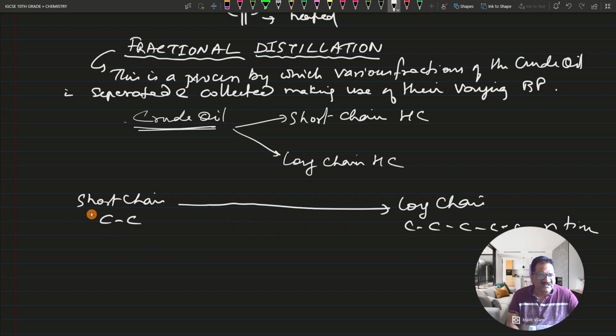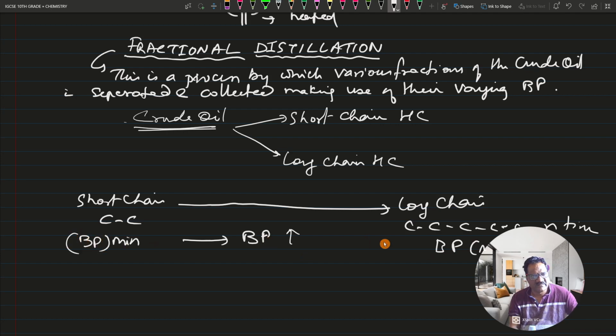So as the length of the carbon chain increases, in this direction the boiling point decreases. Sorry, the boiling point increases. So what I mean to say is for the shorter length carbon chains, the boiling point will be less, and for the longer chain hydrocarbons, the boiling point will be more. So here the boiling point will be maximum, here the boiling point will be minimum. This is the way the boiling point increases from left to right.